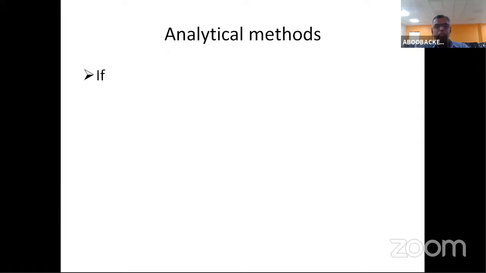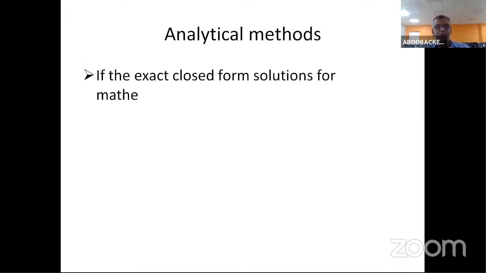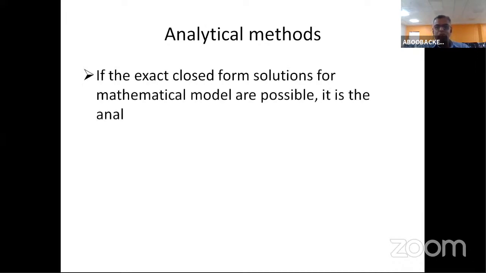In the analytical method, if we can get exact closed form solutions of the mathematical model, then it is called the analytical method. Exact means we have a set of equations with a right hand side and a left hand side, and both can be perfectly equated. Closed form means that within the domain, the result will be available at all the points as a function, an analytical function.